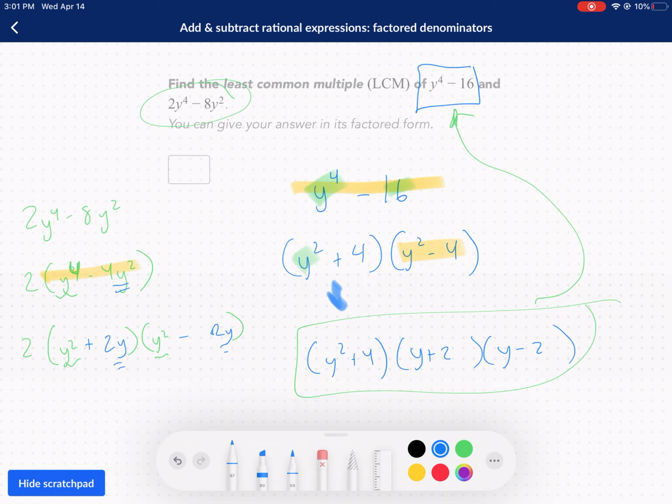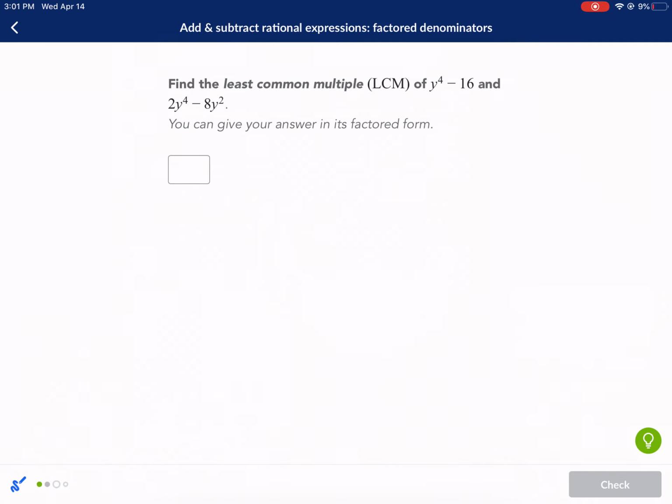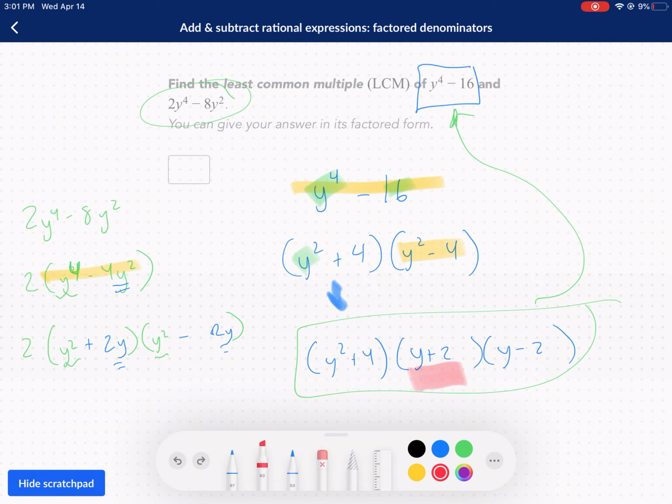We don't have a second difference of squares there because you can't break this down into more differences of squares, so there are our factors. Now we just need to make sure all the factors are represented. Find the least common multiple of this. When we have a least common multiple, we're looking for the unique components that it has. We have a y plus 2, but we don't have a y plus 2 over here, so we need to include that. We have a y minus 2, and we don't have a y minus 2 over there, so we need to include that.